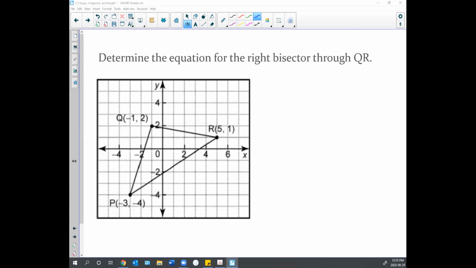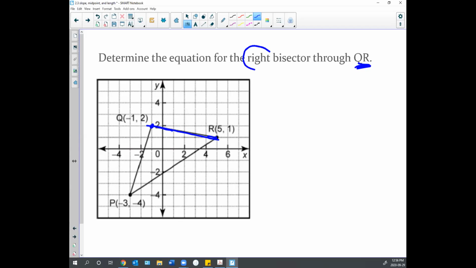And here we go. Okay, this question says, determine the equation for the right bisector through QR. This is going to be a lesson on reading carefully to make sure we do this right. So QR is this line here. Just going to put a blue line over it so we focus on what we're talking about here. Right bisector. I don't have the steps here. We're going to develop them together as we go through.